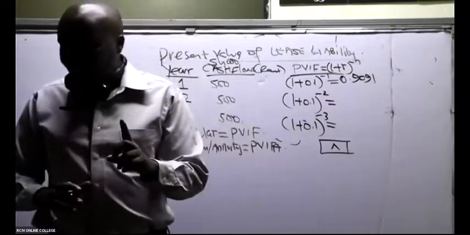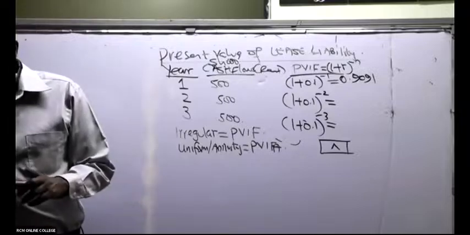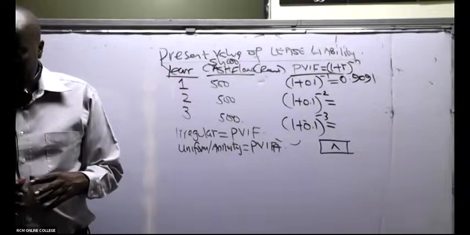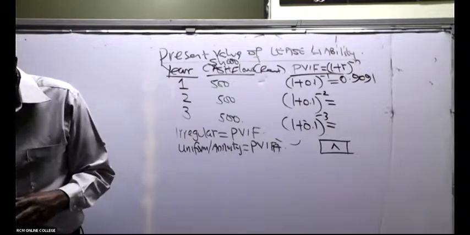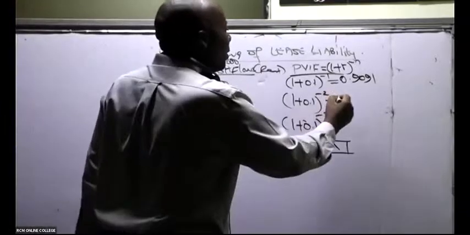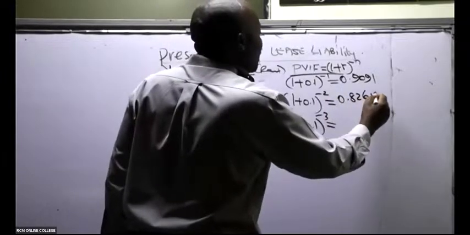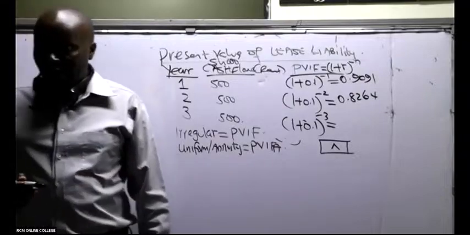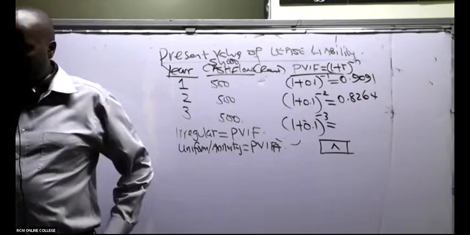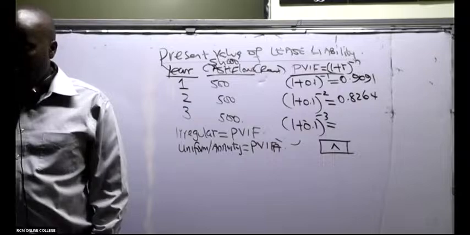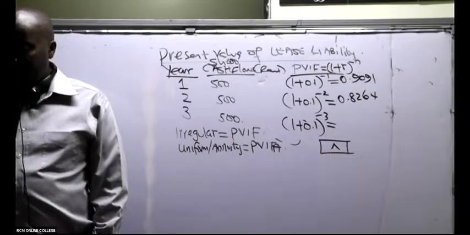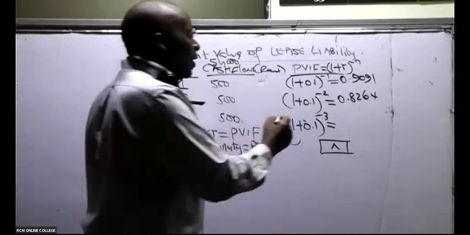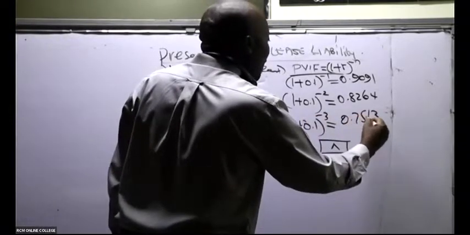That is very important. The other ninjas, are they able to get that 0.9091 really? Year 2, Esther has given me 0.8264. How I wish it was all students who are confirming these figures for us to be able to move together very well. So we have 0.8264, and then 0.7513 for year 3.